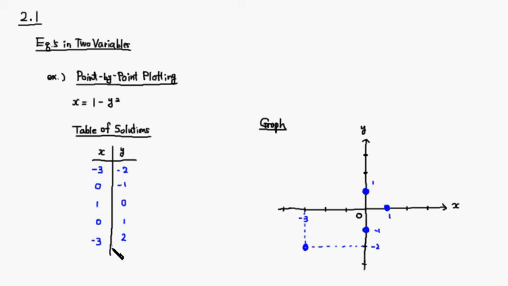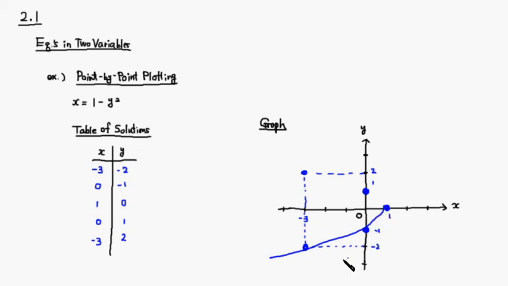And the last point has x value -3 and y value +2. So 2 is right here, so you extend it to (-3, 2). This is going to be the point. Then what we do is connect these 5 points using a nice and smooth curve. So you have a curve which looks kind of like this.